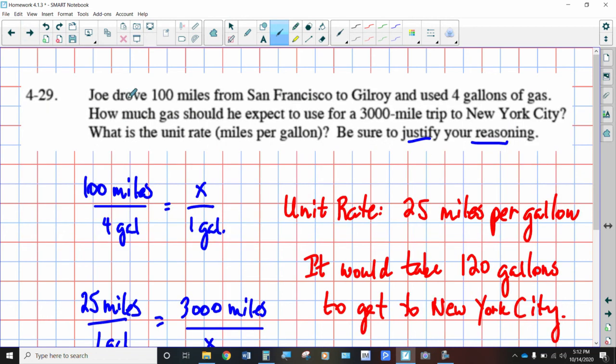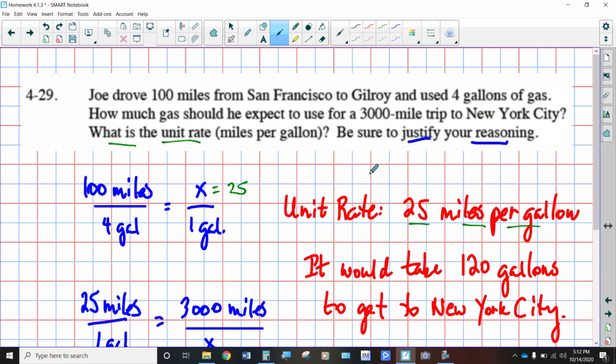And our last problem: Joe drove 100 miles from San Francisco to Gilroy and used 4 gallons of gas. How much gas would he expect to use on a 3,000-mile trip to New York City? So finding the unit rate can come in very handy here. If it's 100 miles for 4 gallons, how many miles would it be for 1 gallon? To find the unit rate, you just do the division, and 100 divided by 4 is 25. So the unit rate is 25 miles per gallon.